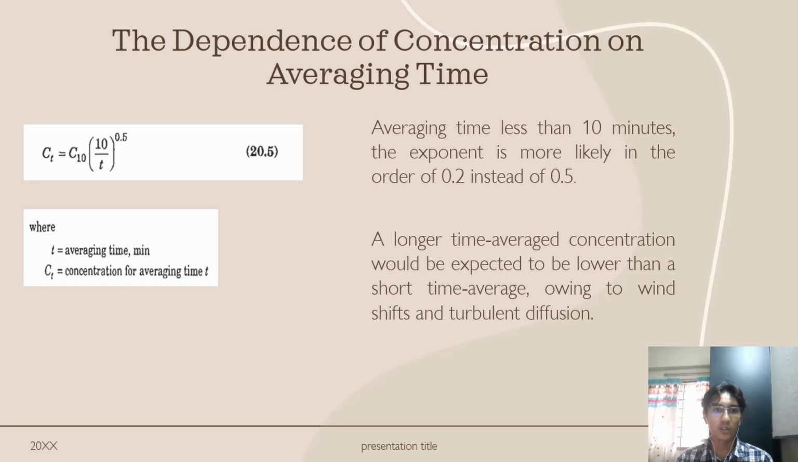Moving on, let's have a look at the dependence of concentration on averaging time. Here we have equation 20.5, where T is the averaging time in minutes, and Ct is the concentration in terms of averaging time T. Now if the averaging time is less than 10 minutes, the exponent is more likely in the order of 0.2 instead of 0.5. A longer time average concentration will be expected to be lower than a short time average, owing to wind shifts and turbulent diffusion.